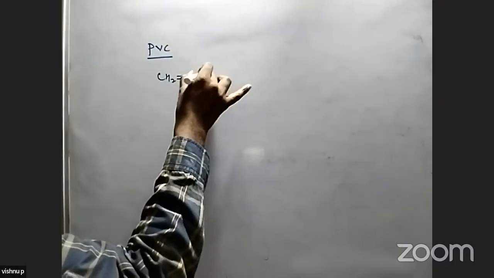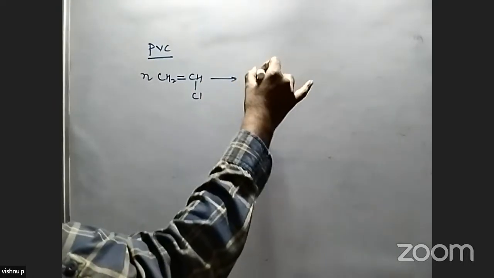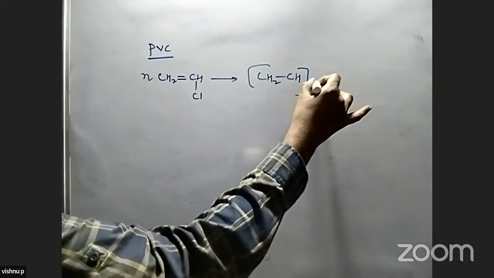And next is PVC. This is called polyvinyl chloride. What are the monomer units of PVC? The monomer units are n number of vinyl chloride molecules. These vinyl chloride molecules combine to form polyvinyl chloride, CH2, CH, Cl.